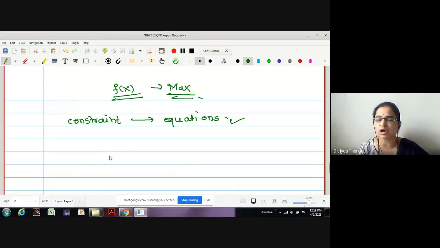Can anyone tell me what will be the count of the number of basic variables in the general quadratic programming problem? Yes? Number of basic variables. Till now, how have we decided the number of basic variables?